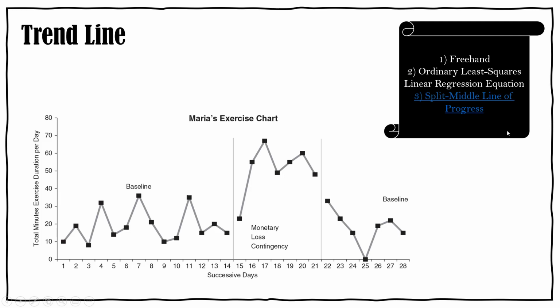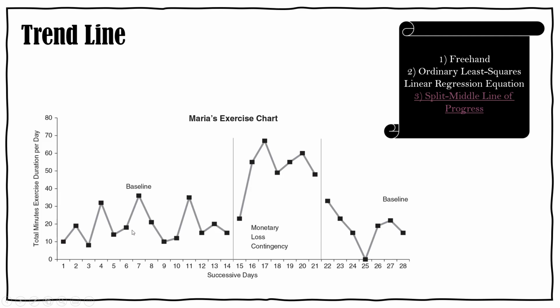The most common one requires some statistics, but not high-level statistics, and it gives you an equation to use instead of just freehanding it. It is what we call the split middle line of progress. I have a website for you here, but I'm not going to go over it because you can look through it on your own. I am going to demonstrate how to do it with these data.